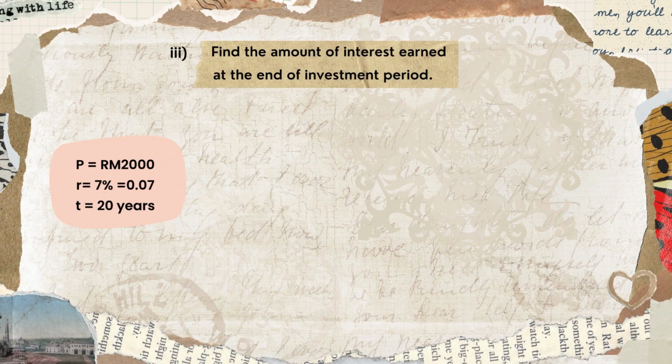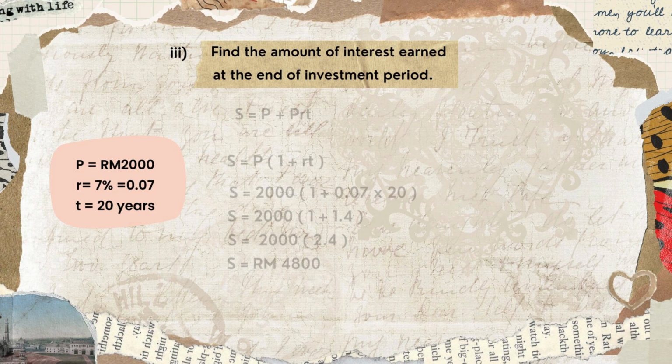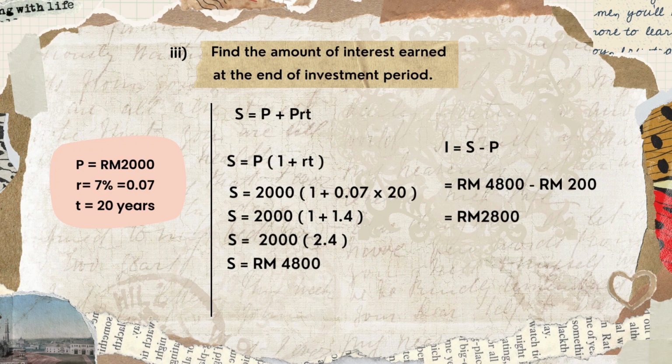Okay, next for the third question. The question is asking to find the amount of interest earned at the end of investment period. On the left side is the value of each word that we already found before. We put it at the side so that we can refer to it easily. So the first step is you need to know the formula to find the simple interest. They have two formulas that we can use. First is S equal to P plus PRT, and the second one is S equal to P bracket 1 plus RT bracket. I'm going to use the second formula.